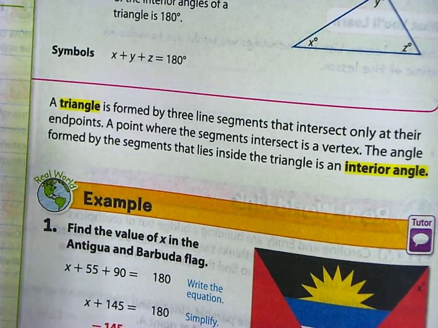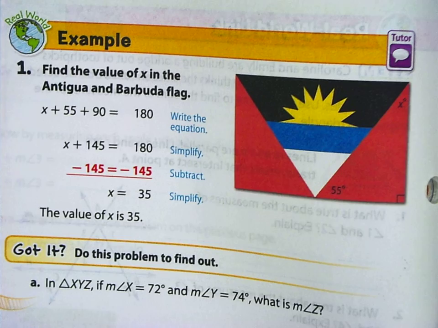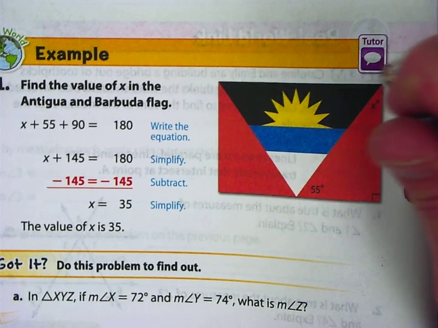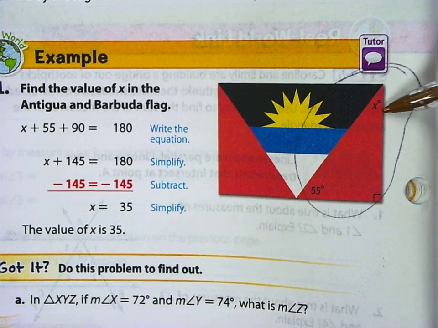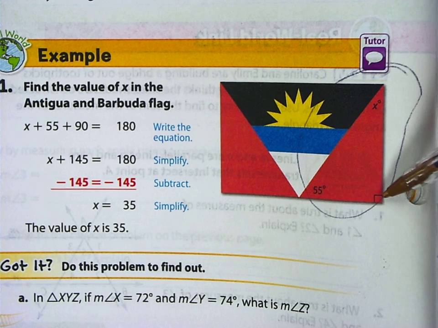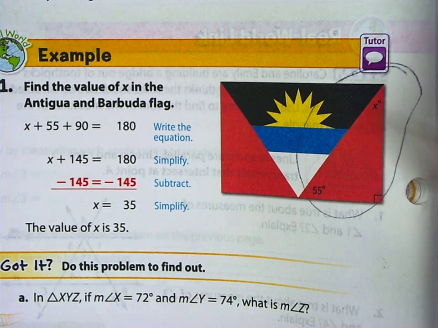Okay, so let's take a look at example number 1. It says find the value of X in the Antigua and Barbuda flag. So if you take a look at this part of the flag, this triangle, it says find X. So we have this 55-degree angle, and we have a 90-degree angle. This right angle indicates a 90-degree angle.